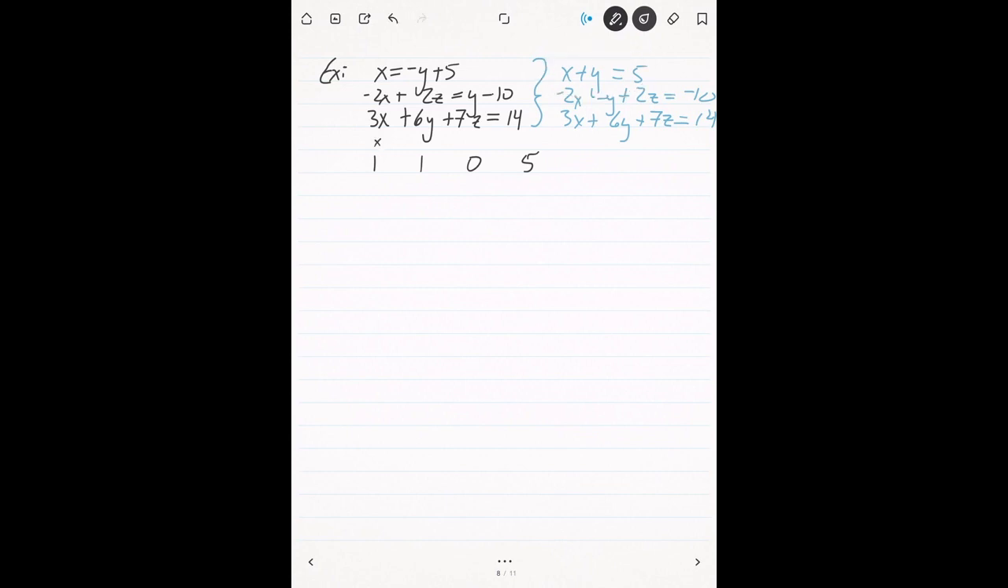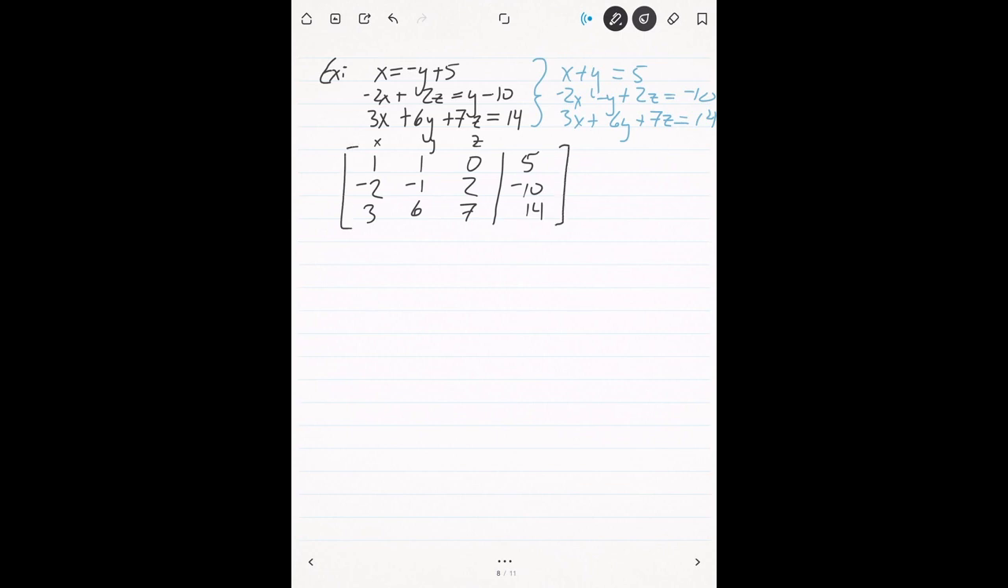So again, these are the x's, the y's, and the z's. So in the second equation, I have a negative 2 for the x, a negative 1 for the y, and a 2 for the z, and the equation's equal to a negative 10. The third equation was written already for me in standard form. It's a 3 for the x, a 6 for the y, a 7 for the z, and a 14 for the constant term. I'm going to go ahead and put my line break in there.